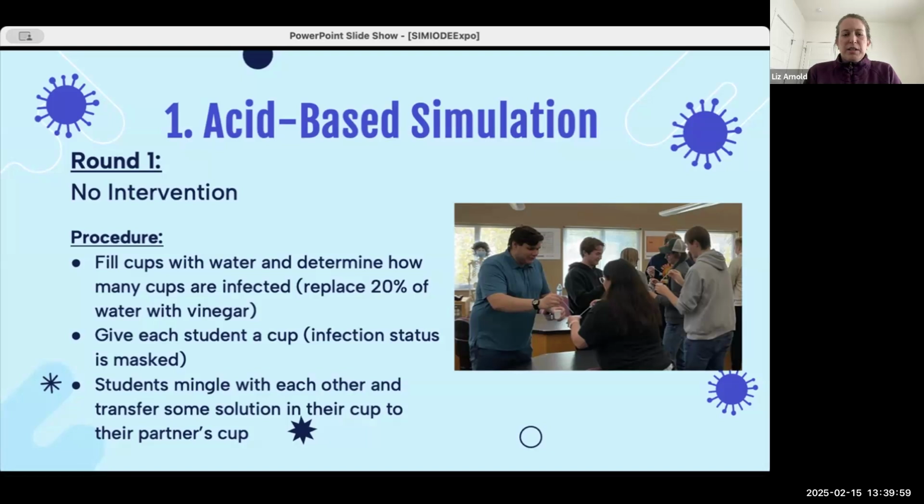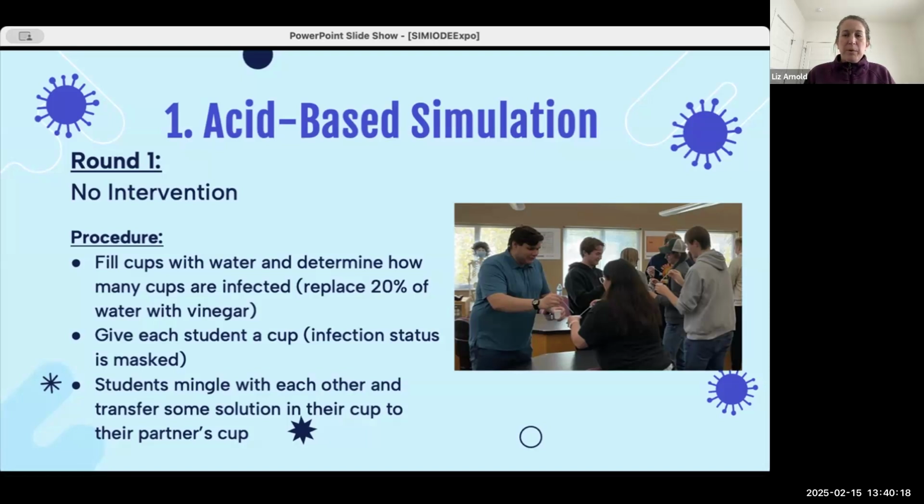And then we give each student a cup and we don't tell them whether or not they are infected. And we've done this in a couple of ways. The way that I have found works really well is I just label each cup with a number 1 through 30, and then I write down which ones I replace some water solution with vinegar.